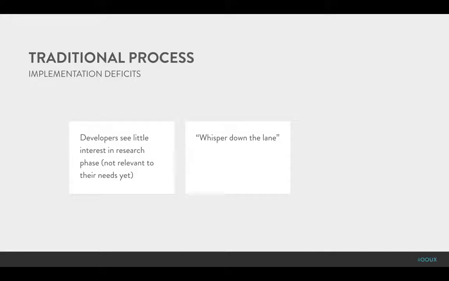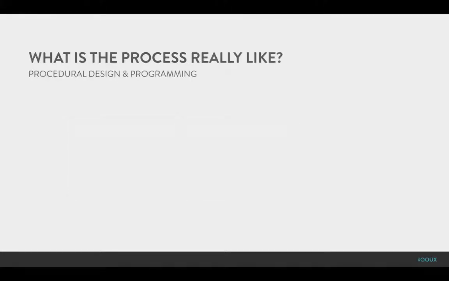And there was also this whisper down the lane problem where focus on the user was lost, because information that was gleaned in the research phase would get changed and altered when it got to design, and then when it got from design onto implementers, things just got lost along the way. Different issues would come up. They were often tough to rectify late in the process, things that we should have caught early on if we had been a lot more collaborative.